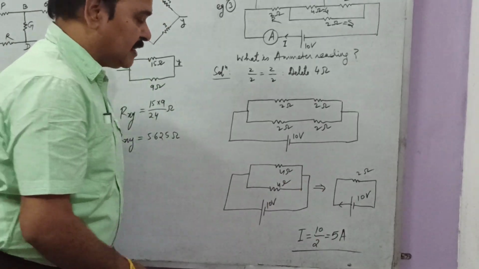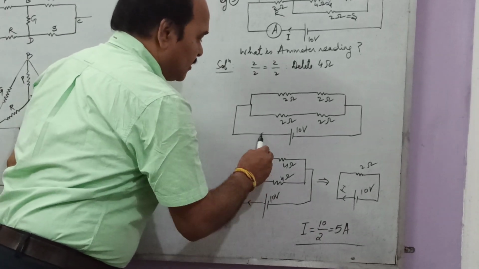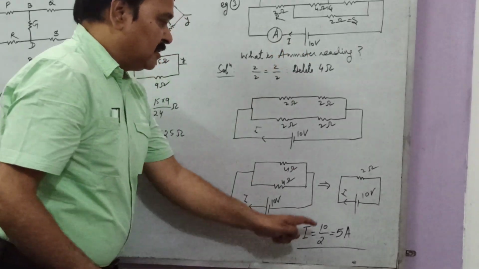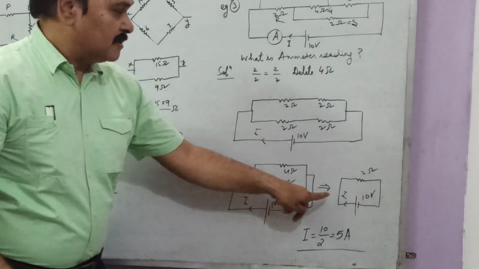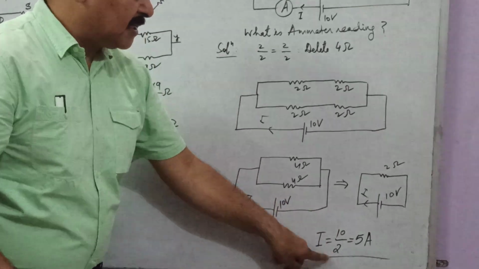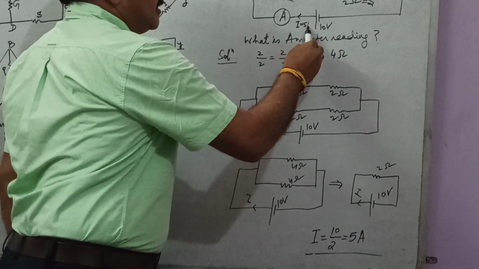So what is the current in the circuit? Current drawn from the battery, I, is going to be voltage upon resistance. Voltage upon resistance, that is 10 by 2, resistance is 2. The current is 5 ampere. This is 5 ampere current in the circuit.